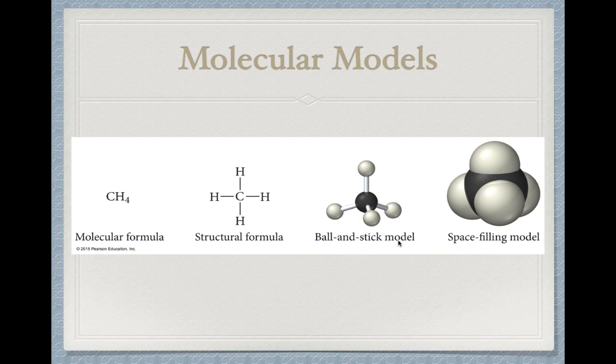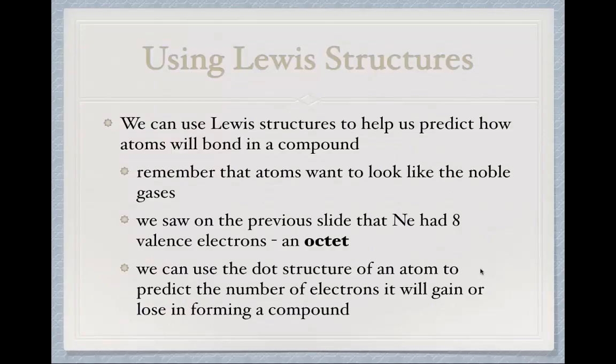So we can use that dot structure of the atom to predict the number of electrons it will gain or lose in forming a compound.